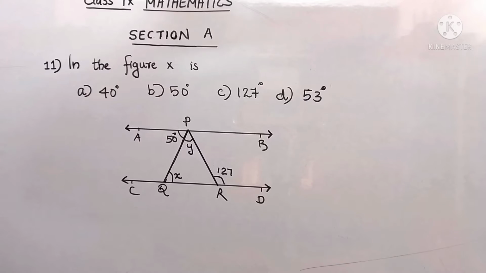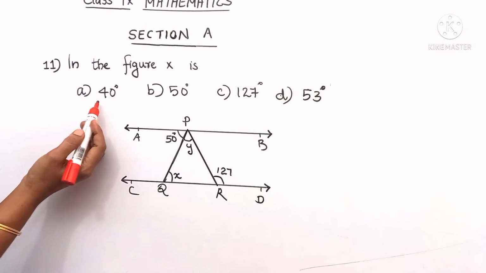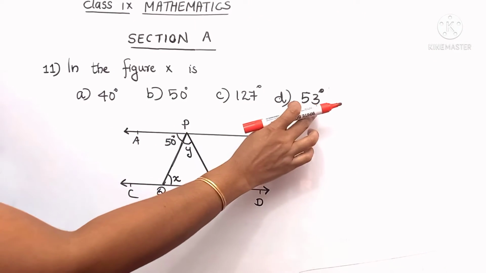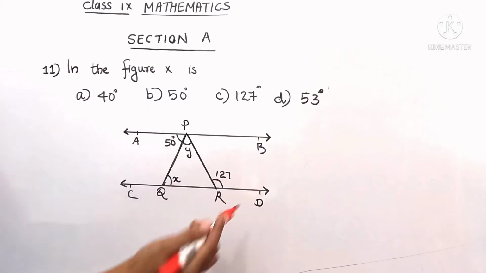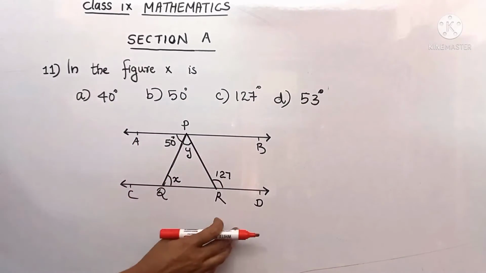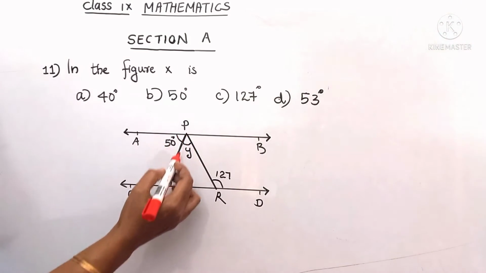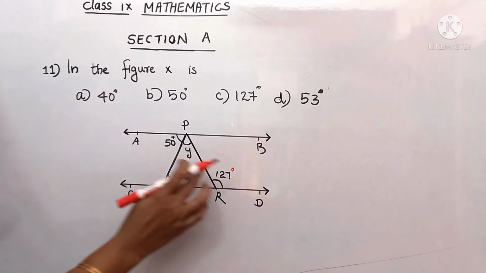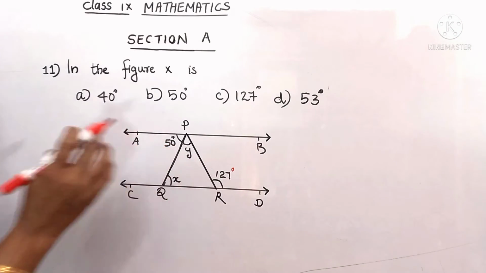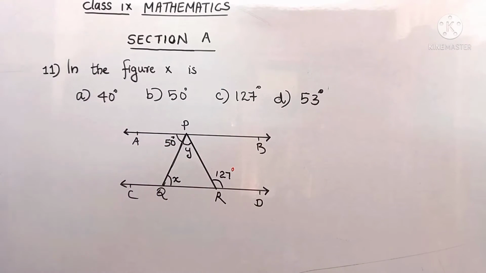11. In the figure, x is 40 degree, 50 degree, 127 degree, 53 degree. Figure is given here. We can see from that figure, AB and CD are parallel lines, and here these measurements are given. Here it is 127 degree, 50 degree, and x and y. This much is given.